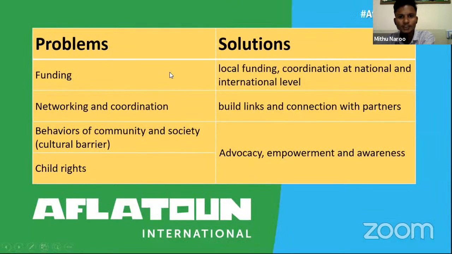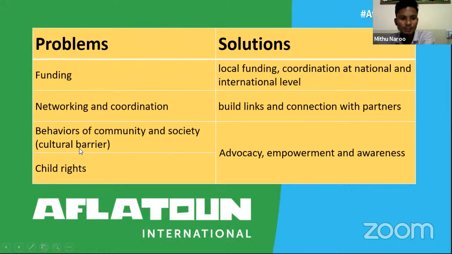And some problems and solutions that we have observed in our project. We have been implementing the Aflatoun program since 2010, but we haven't found any donor who has funded this project. We have been implementing this project through local funding, and now we are planning to continue through local funding, and we are also in communication with other donors to fund this project. Recently we started an Aflatoun Plus pilot project in Sindh province, funded by Aflatoun International. On networking and coordination, previously we didn't focus on this, but recently our networking and coordination have developed, not only with Aflatoun International, but we are also trying to build links and networks at the national level with other organizations.